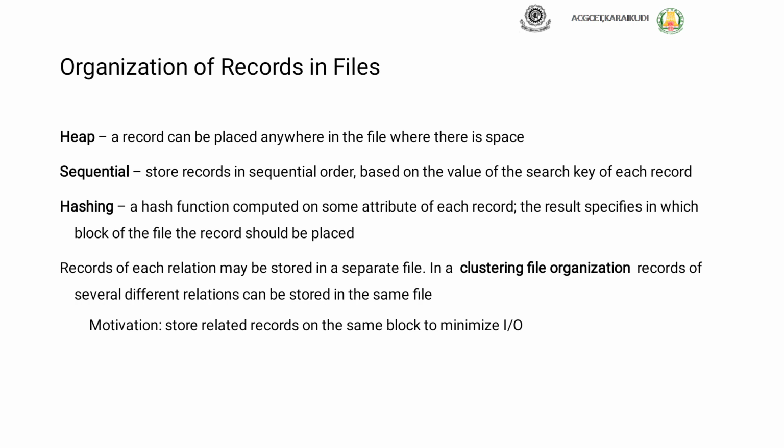In sequential file organization, records are stored in sequential order according to the value of a search key of that record. In hashing, a hash function is computed on some attribute of each record. The result of the hash function specifies in which block of the file the record should be placed. A separate file is used to store the records of each relation.